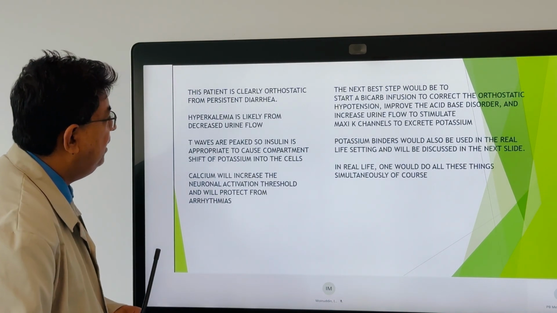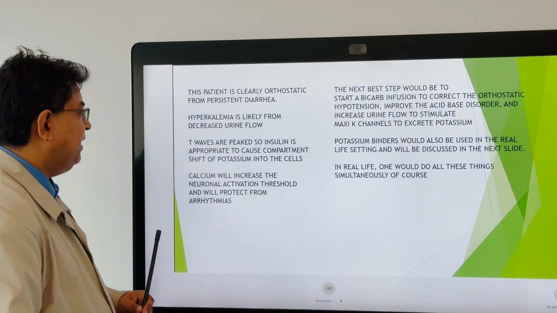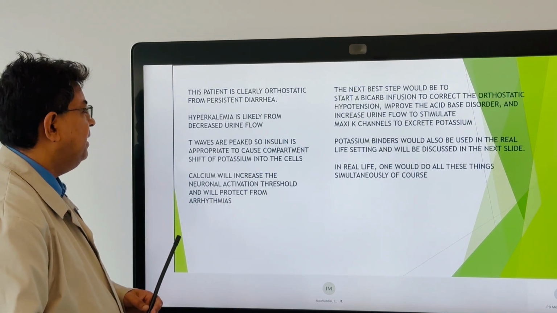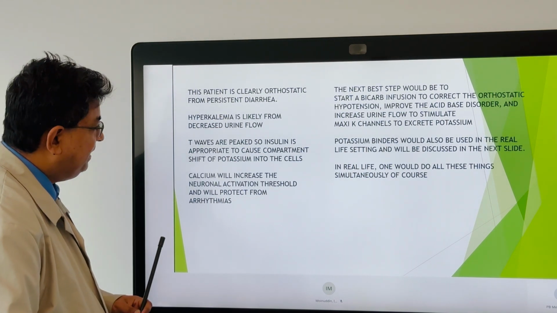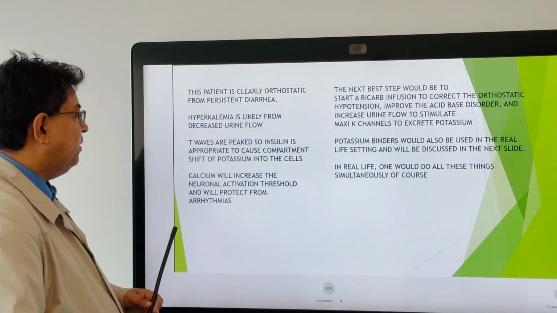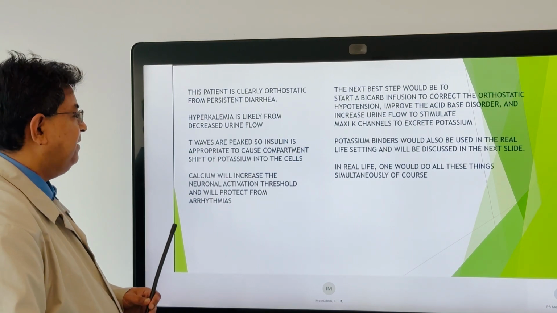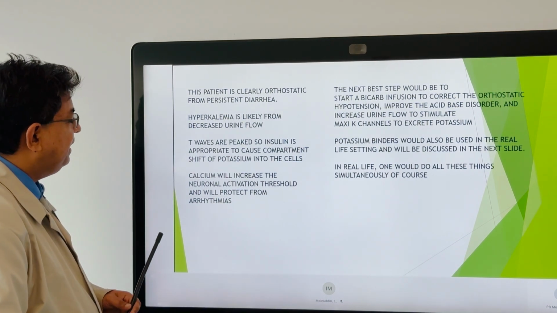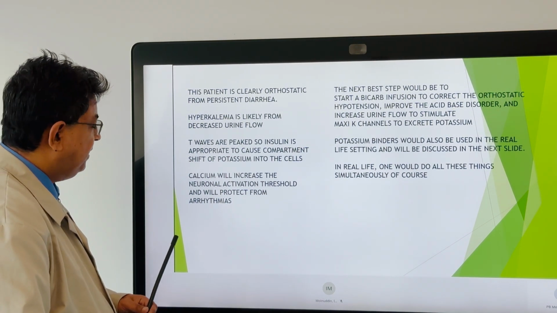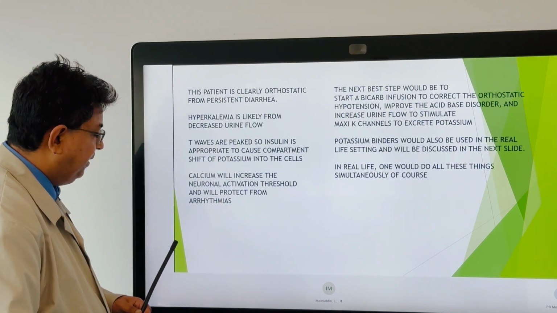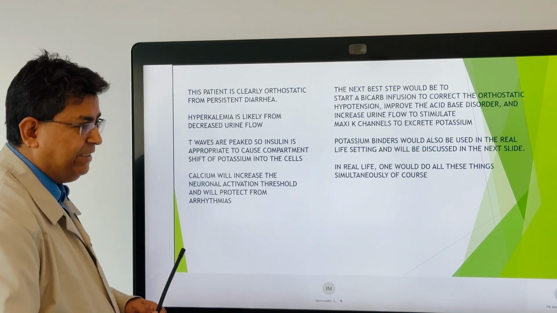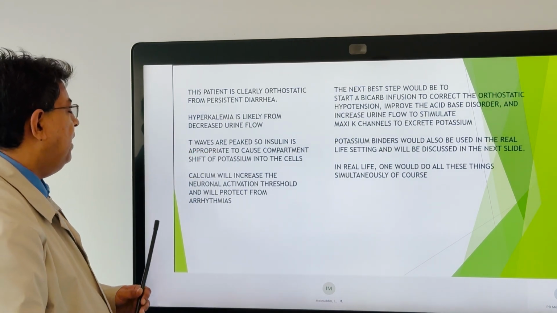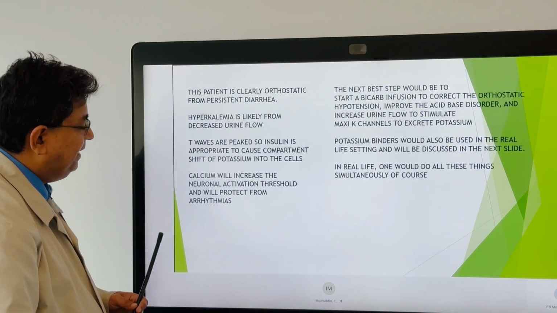This patient is clearly orthostatic from persistent diarrhea. Hyperkalemia is likely from decreased urine flow. T waves are peaked, so insulin is appropriate to cause compartment shift of potassium into the cells. Calcium will increase the neuronal activation threshold and will protect from arrhythmias. So the threshold for neuronal activation is increased, so arrhythmias cannot be activated as easily.